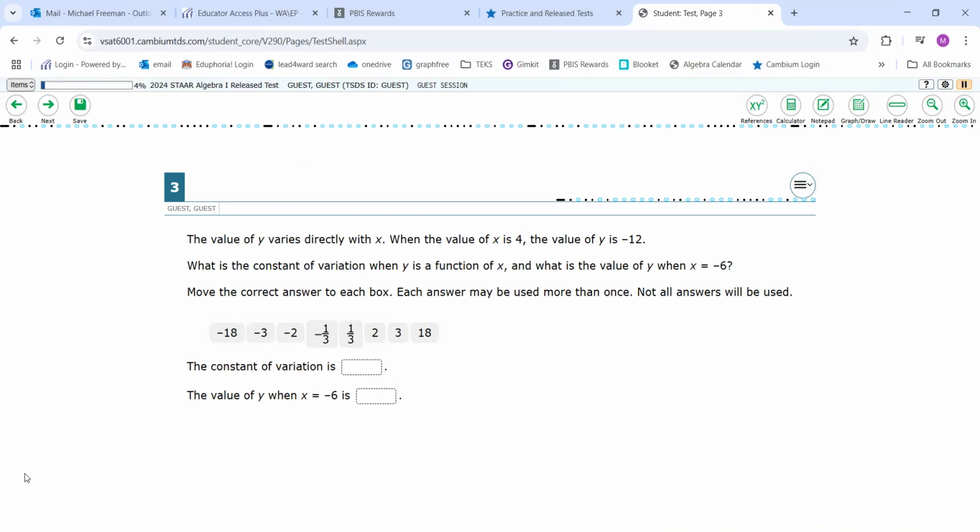All right, so if y varies directly with x, that means y equals kx, where k is our constant of variation. So that means we multiply some number times x to equal y.